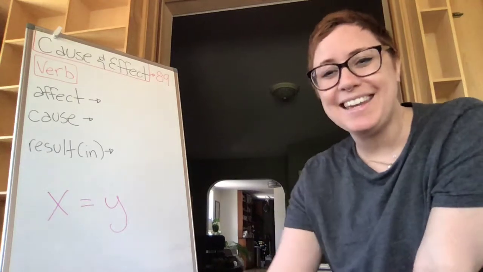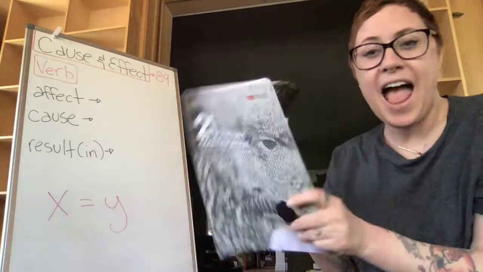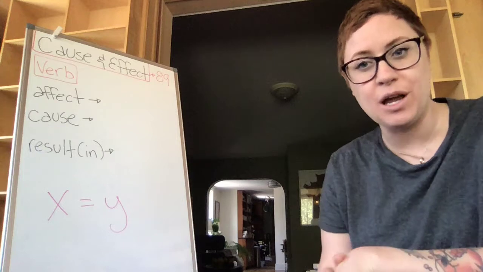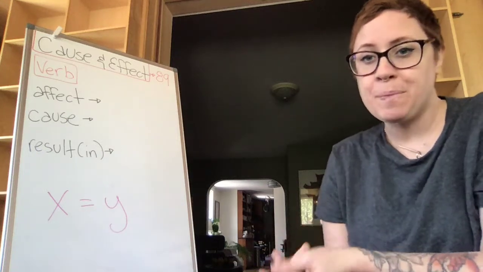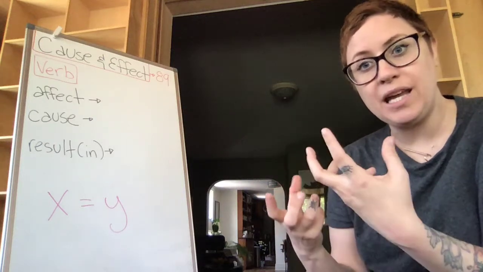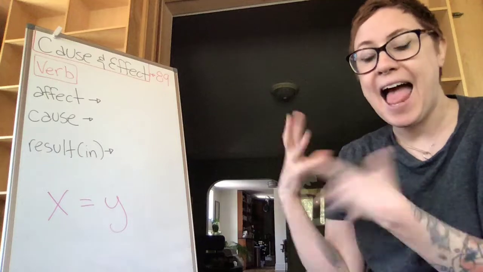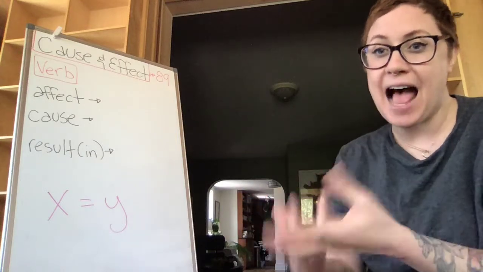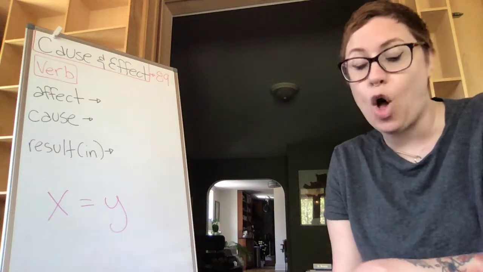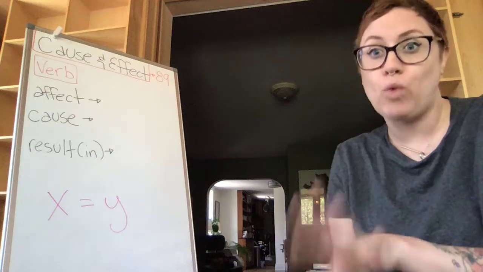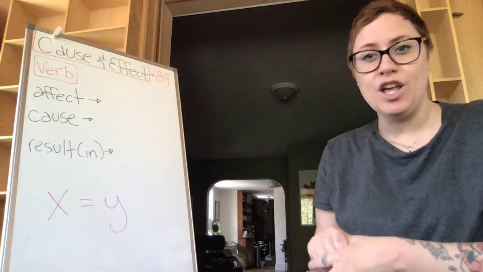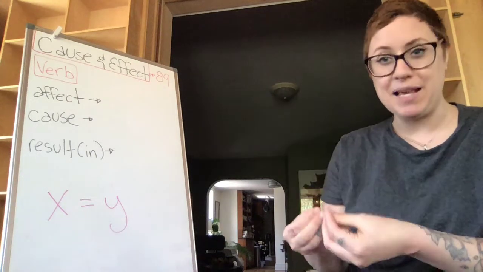Okay, so everybody needs their textbook, and I need you to go to page 89 of your textbook, where we are going to talk about how to discuss relationships between a cause and an effect in academic speaking. This is also true: everything I'm teaching you here today can also be used for academic writing. But because this is speaking and listening class, we're going to talk about academic speaking.